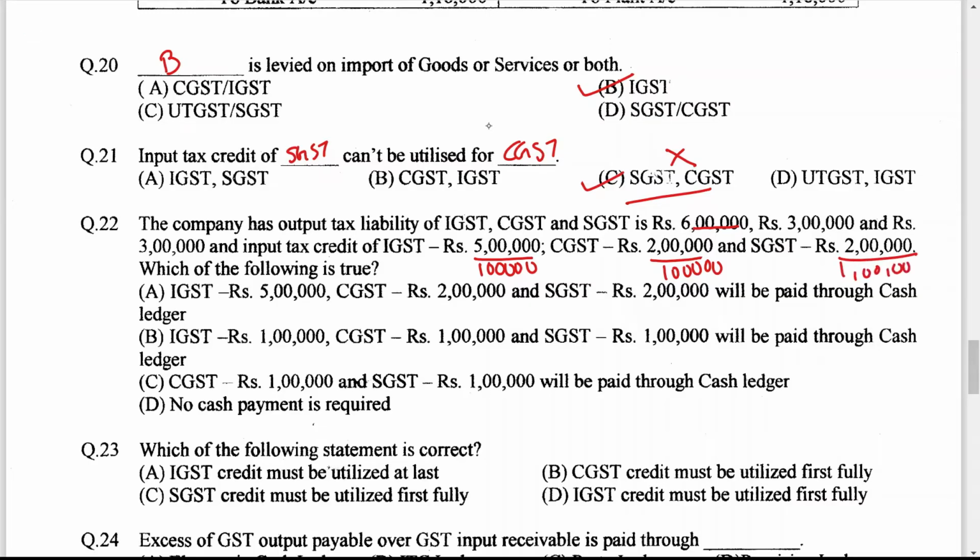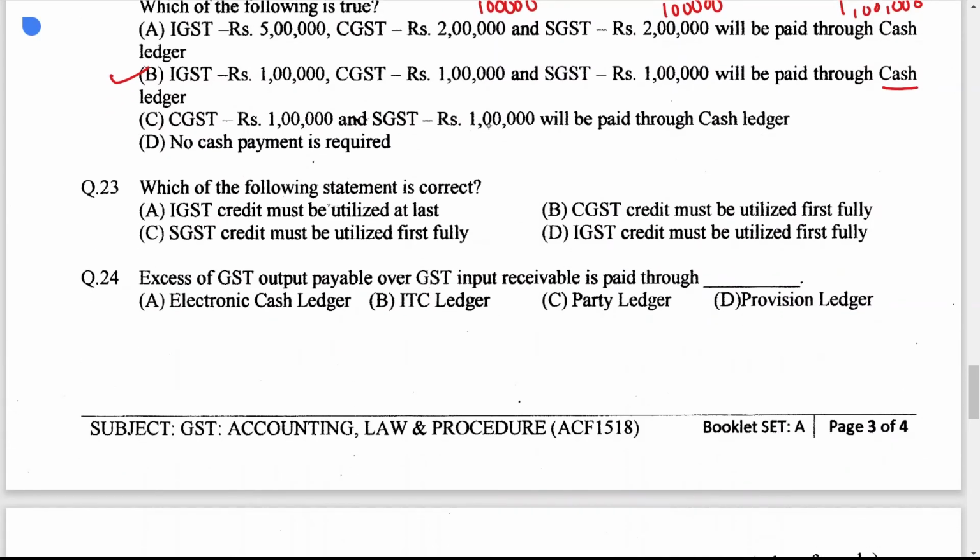So now what output tax liability do you have to pay? In each case you have to pay 1 lakh. So what will be your answer in this case? B will become your answer. That means IGST of rupees 1 lakh, CGST of rupees 1 lakh and SGST of rupees 1 lakh will be paid through the cash ledger account. So that is the answer. Now next one: which of the following statements is correct? In this case, what is the correct statement?